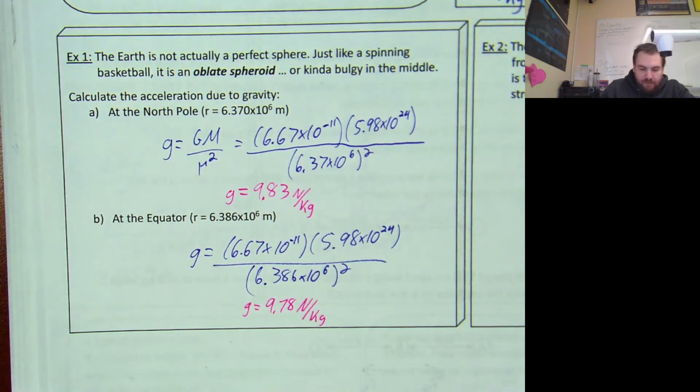Okay. So gravity's actually pulling you down a little bit slower at the equator than it is at the North Pole, because you're further away from the center of mass of the object.